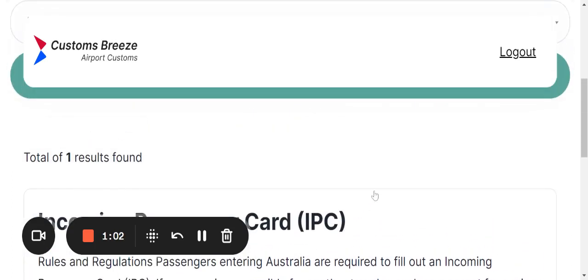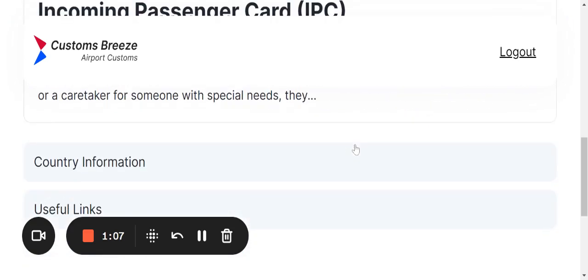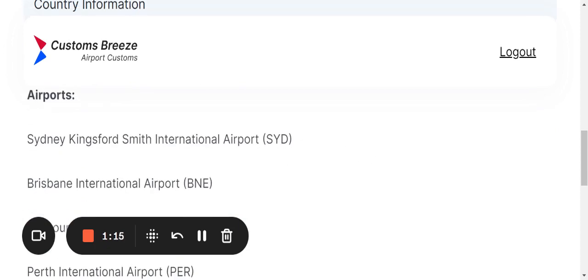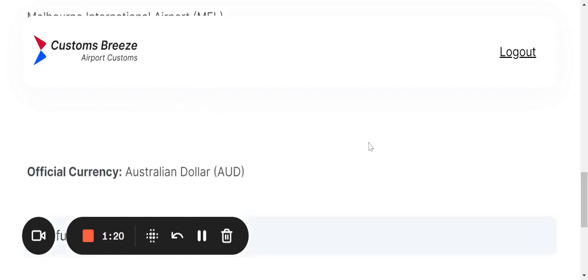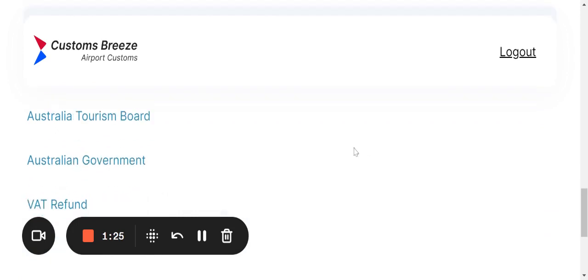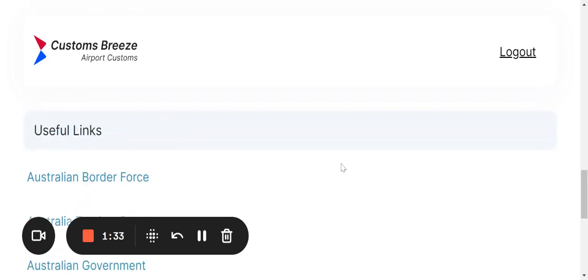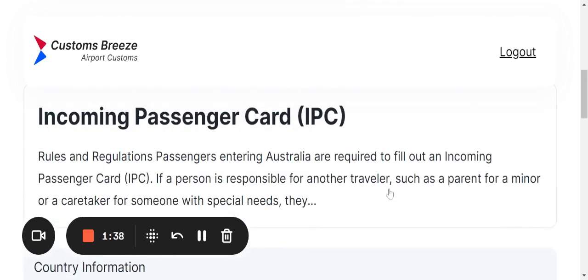But before I click on the incoming passenger card section, I just want to briefly show you what the website can give you. It can give you the country information, so I click on that and it gives you the airports, the name of the capital, and so on and so forth. And then there are other useful links that you might want to know about, especially if you're a tourist or if you're going there for business. But for our use today, we're just going to learn about the incoming passenger card.